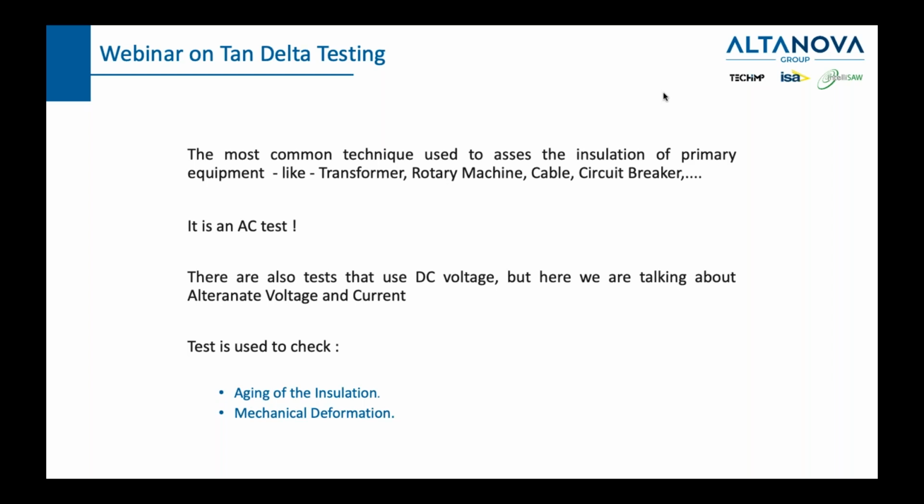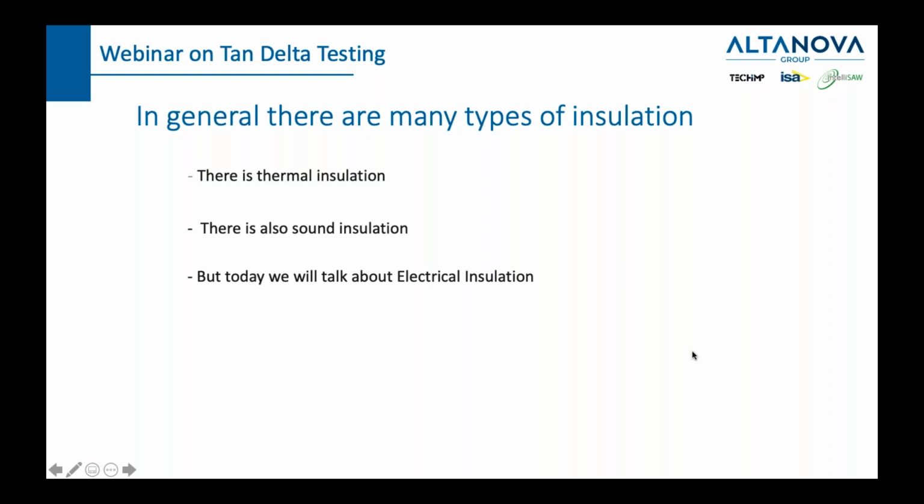Also, an important thing to emphasize is that this is an AC test. There are also some tests done using the DC method, but today we are going to talk about tests using alternating voltage and current. What is this test used for? It is used to test aging of the insulation and some possible mechanical deformations. We will see how this is done in the subsequent slides.